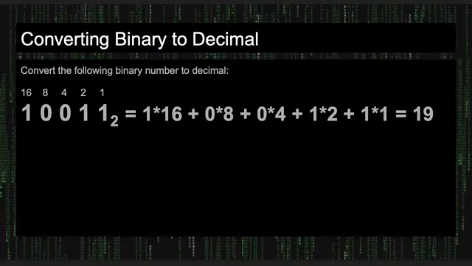So the first digit, from the right, has a positional value of 2 to the power of 0, which is 1. The next digit has a positional value of 2 to the power of 1, which is 2. Repeating the process, you just find that the next positional values are 4, 8, and 16. Now the only thing remaining is to multiply the digits by their positional values, which gives us the final value of 19.